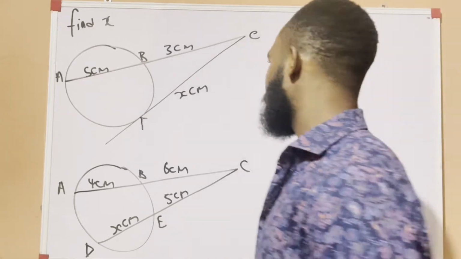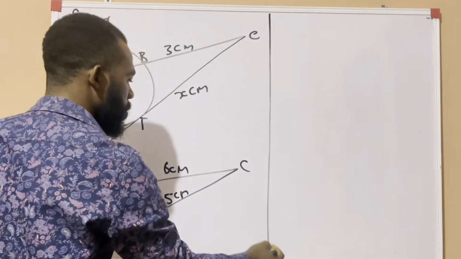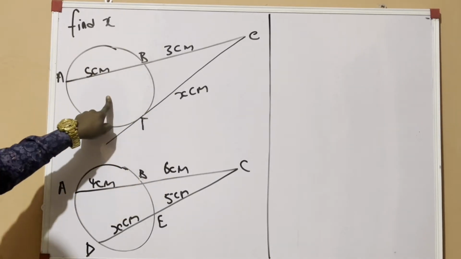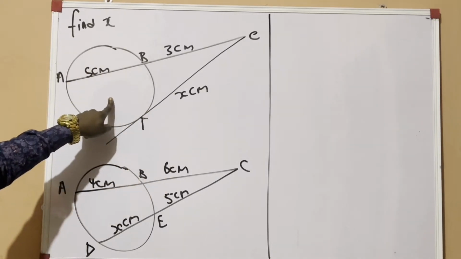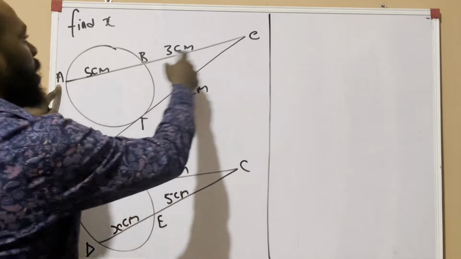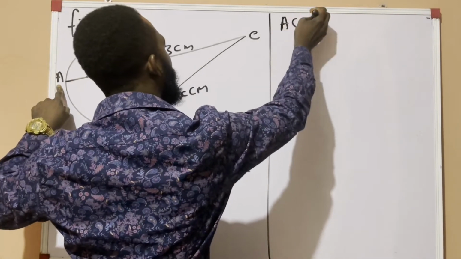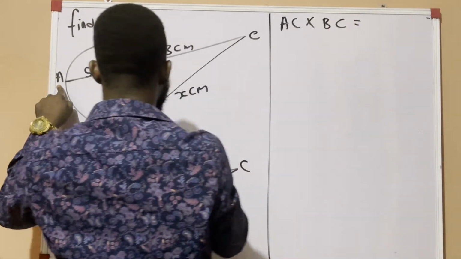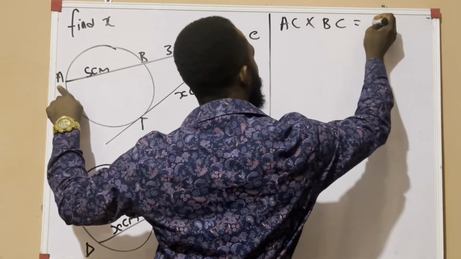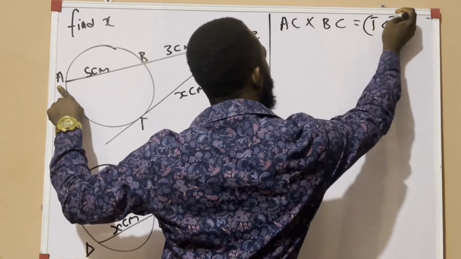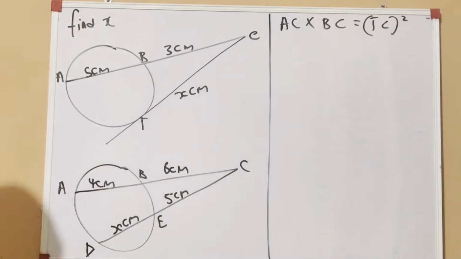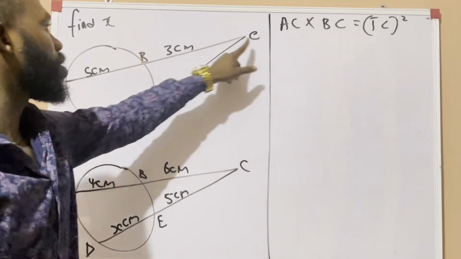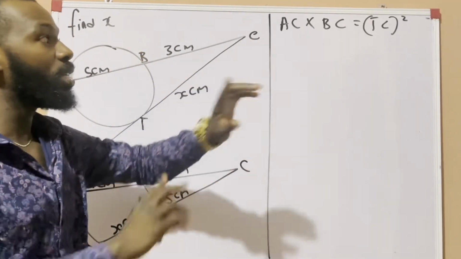Now let us begin the class. For us to be able to solve for x in question 1, we are going to apply the formula which says line AC times BC is equal to TC squared. That is the formula we are going to be applying. AC times BC equal to TC squared.